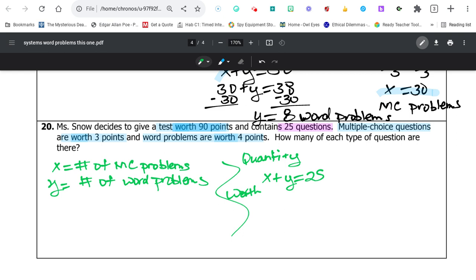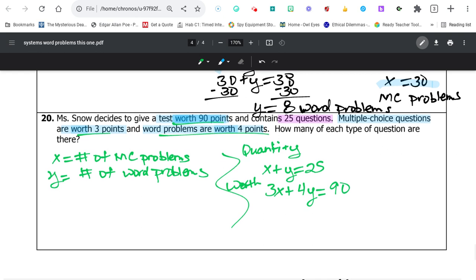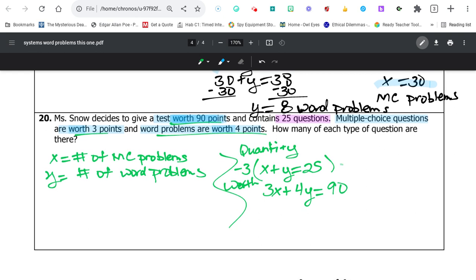The worth. Okay, multiple choice is worth 3, so that becomes the coefficient for x. The word problems are worth 4. That's the coefficient for y. And the total worth of the test is 90. All right, and I'm going to use elimination.